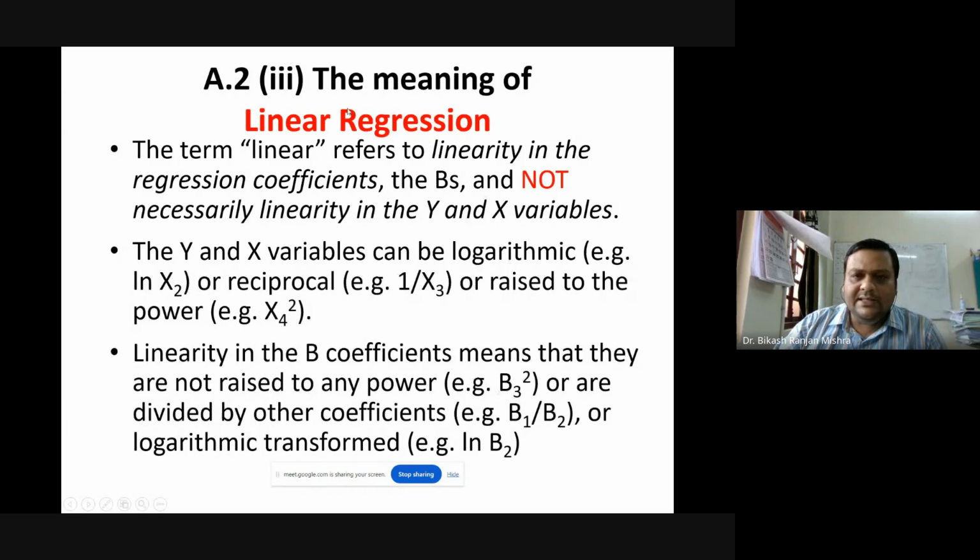So what we are trying to say is that linearity is always associated with the parameters. The parameters of any regression analysis should be linear in nature, but that is not restricted with respect to the variables.